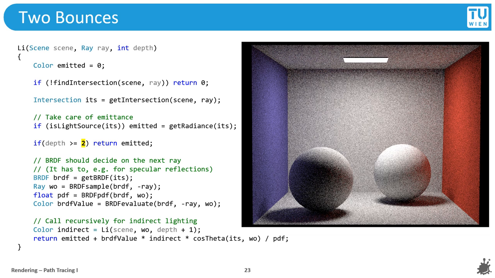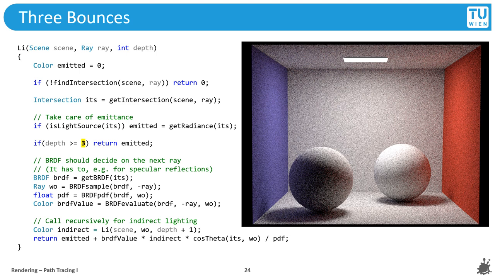With yet another bounce, the effects are more subtle but still noticeable. We see especially some brightening in the dark corners and some color bleeding in shadows. Basically, light that is caused by the reflection of a reflection. And with each new bounce, the effects we see become more complex and more intricate.